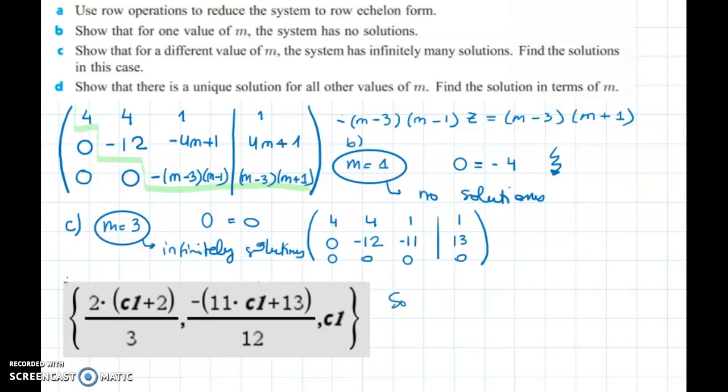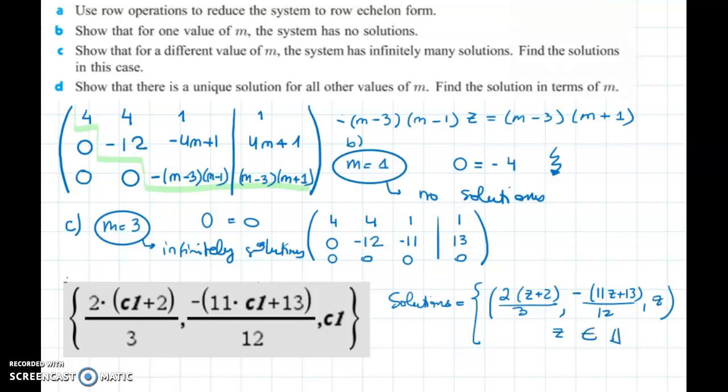So I'll write here solutions. This is going to be for the first entry. I need 2 times, I'll call the parameter here just Z, why not? Z plus 2 over 3. The next entry minus 11Z plus 13 over 12. And then Z is the last entry, and Z is a real number.